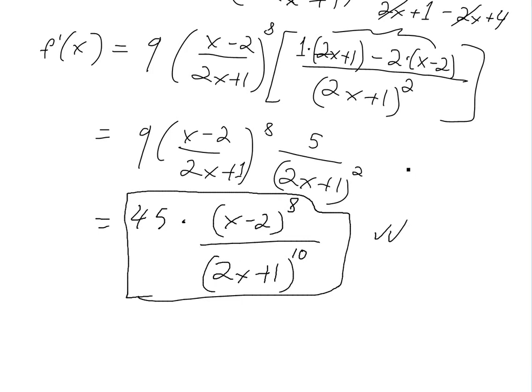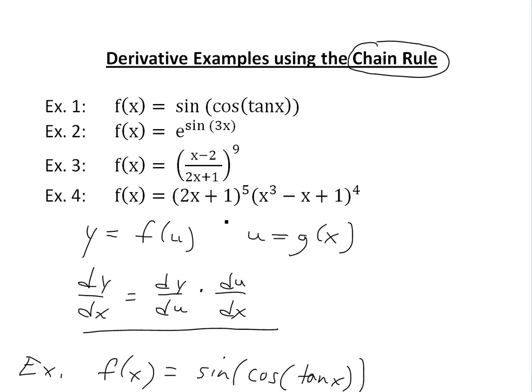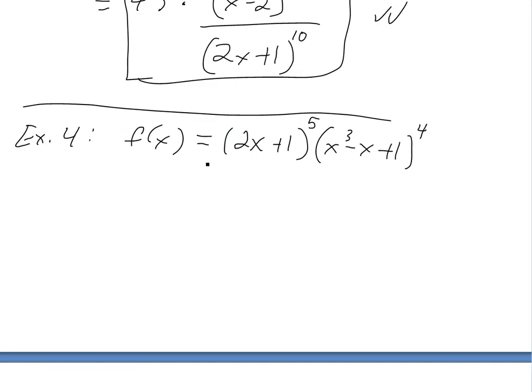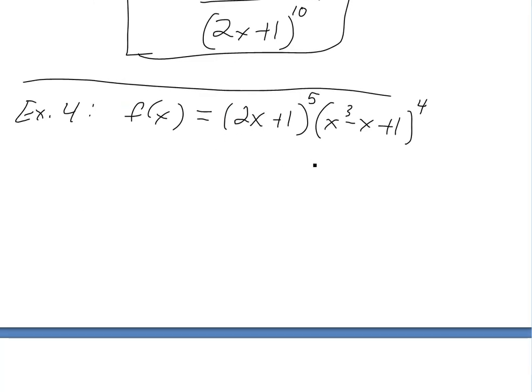So now let's look at example 4. Example 4 is we're going to use the product rule and the chain rule at the same time. So example 4, f(x) equals 2x plus 1 to the power of 5 times x^3 minus x plus 1, all to the power of 4. So this one we're going to use the product rule.